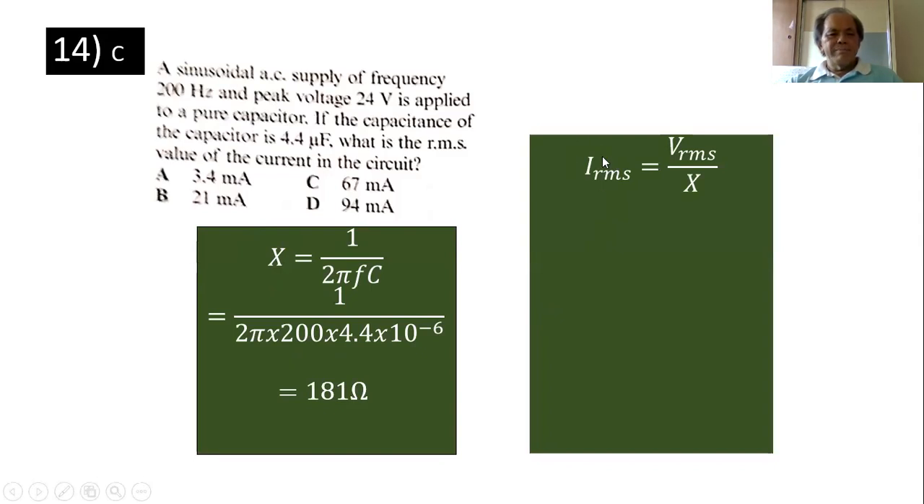Root mean square current is V root mean square over X. Remember, this is the peak value. Don't get caught. Peak value has to be changed to root mean square value. That's why I have to divide by root 2. Then the reactance is 181.